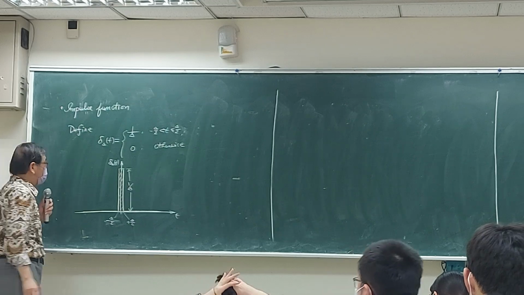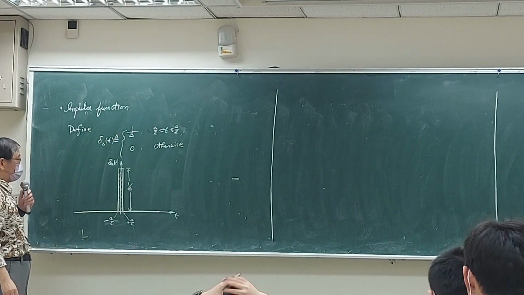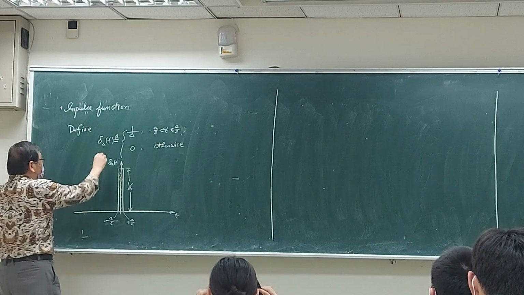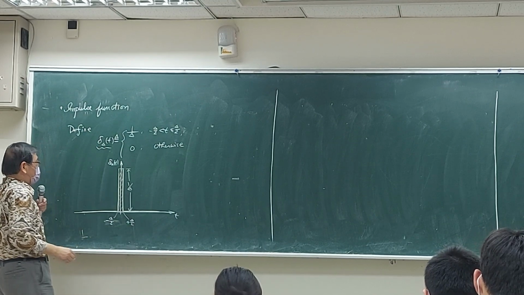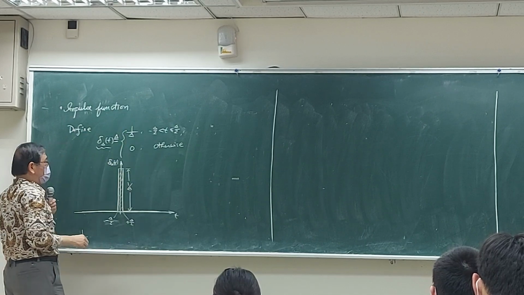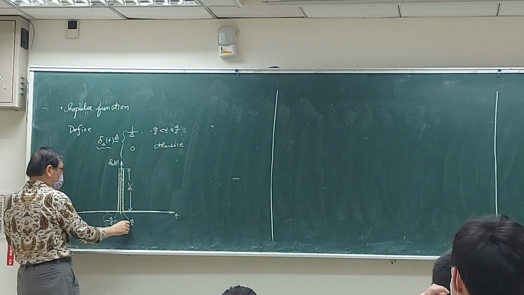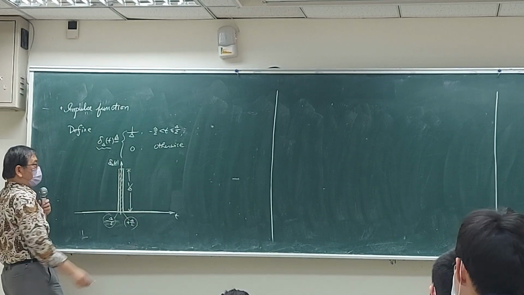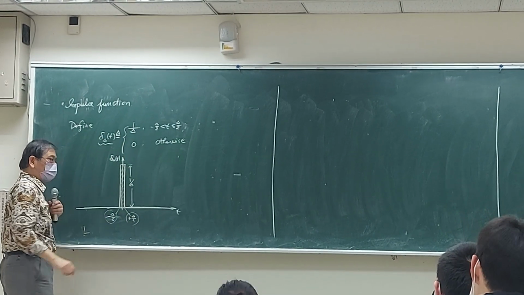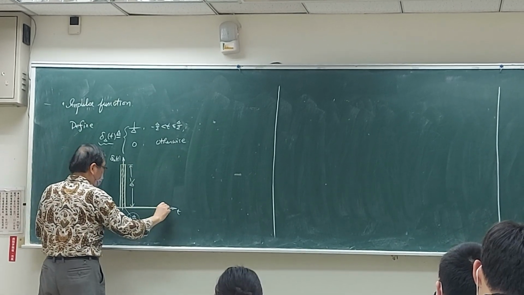Okay, so let's start by defining a very interesting function. It's called the impulse function. First, let's define delta sub delta of t. It is equal to 1 over delta when t is between negative 1/2 delta and positive 1/2 delta, and the function value is equal to 1 over delta. Okay, so this is delta sub delta.